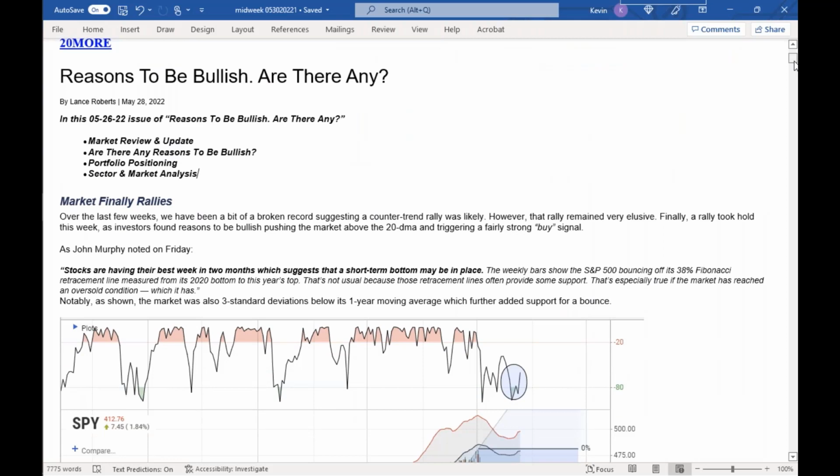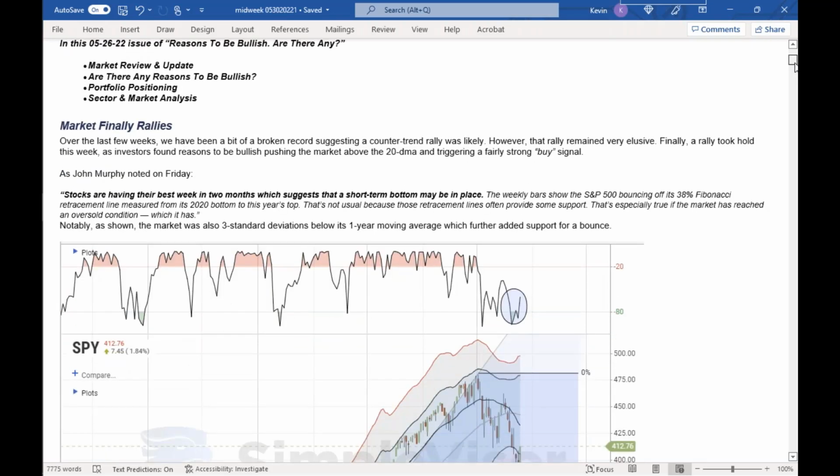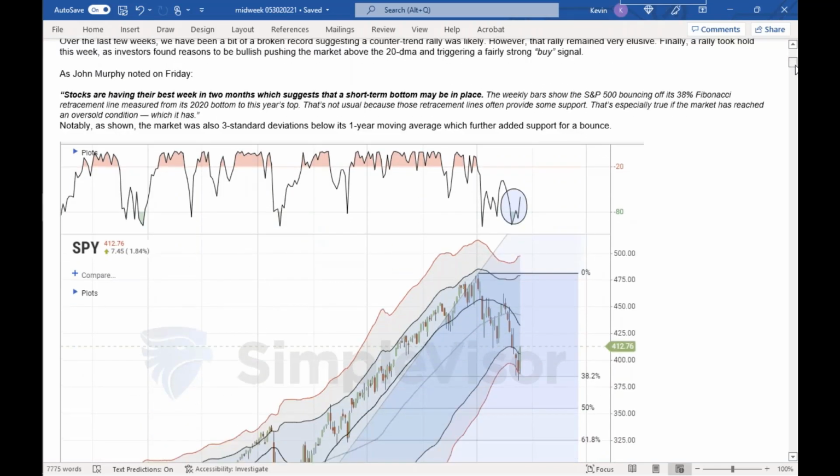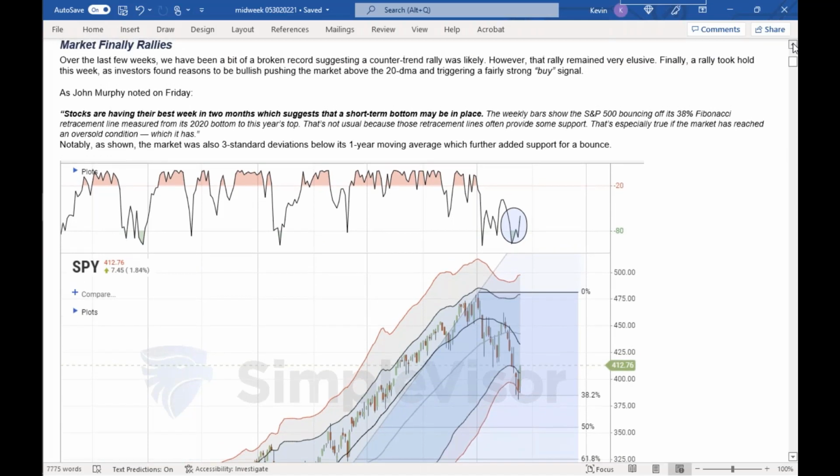But he came out with this article, Reasons to be Bullish, Are There Any? And he goes through a market review, are there any reasons to be bullish, portfolio positioning, and sector market analysis. So I'm just going to go through some of this with you because I found it rather interesting. Now, his charts are ridiculous, and what he's using is even more ridiculous.